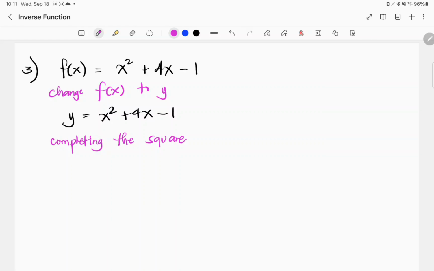Now for the next step, we have to use completing the square on the right side of the equation. How are we going to do that?